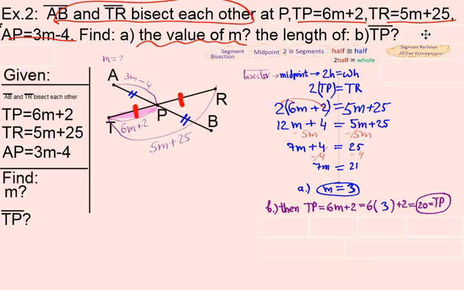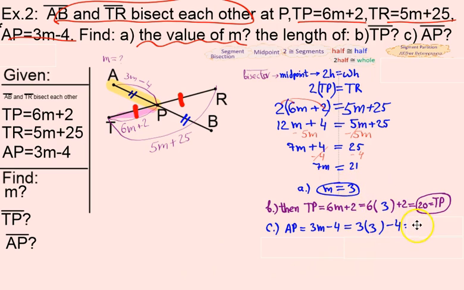Great. Let's see what else we can do here. Question C. Can we find AP? Let's see where AP is. Okay, it has its own expression, so we can also do it by substitution. Be clear in your explanation. So AP is 3m minus 4. Do not skip writing this statement or the statement of substitution. AP has a value of 5 units.